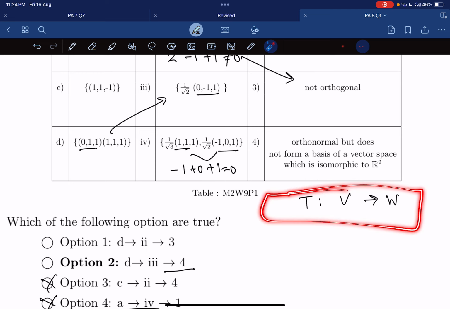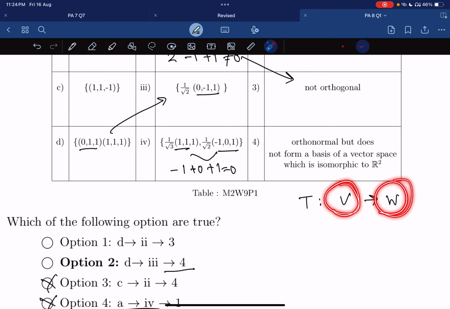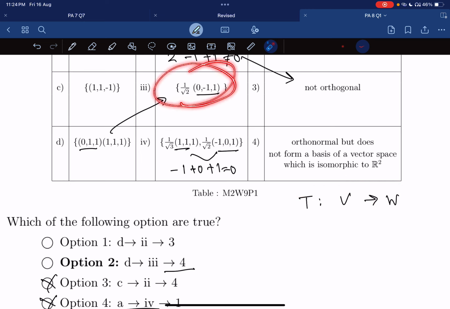So for the isomorphism to exist, the dimension should be the same, but here the dimension would be 1 while the dimension of R2 is 2. So there is no transformation that exists between R2 and the vector space spanned by this that is isomorphic. So this matching is correct. That's why the second option is also correct. Thank you.